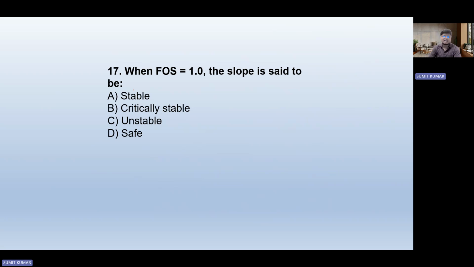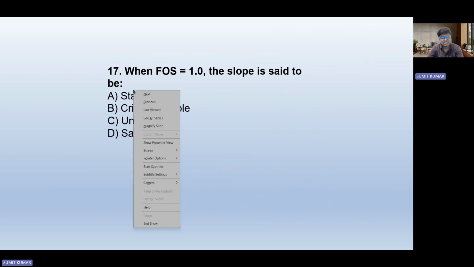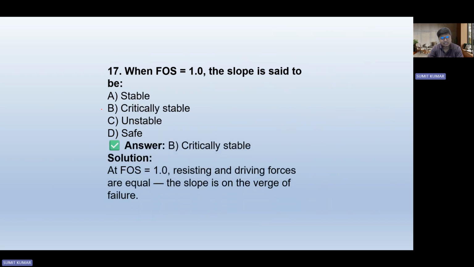Next question: when the factor of safety equals 1, the slope is said to be stable, critically stable, unstable, or safe. So it is the critically stable case. Option B is going to be the correct answer for this question because it represents that the driving force and the resisting force are equal. So it is at the verge of failure.